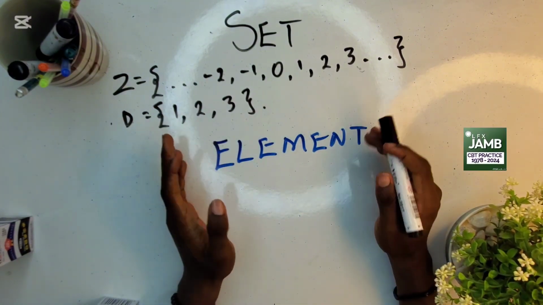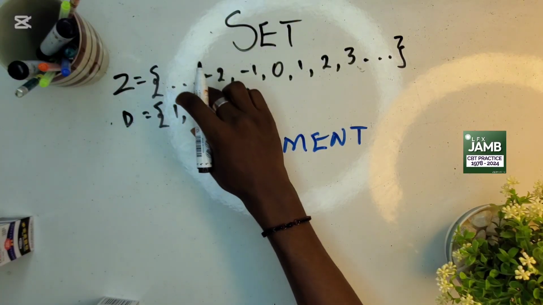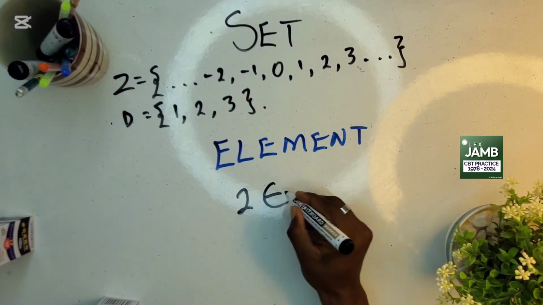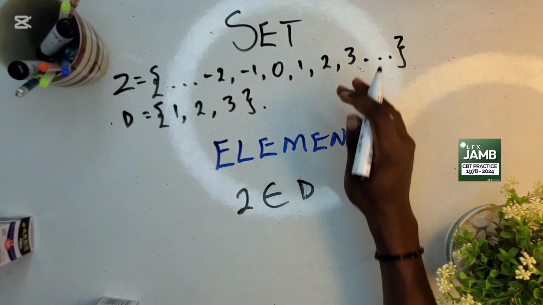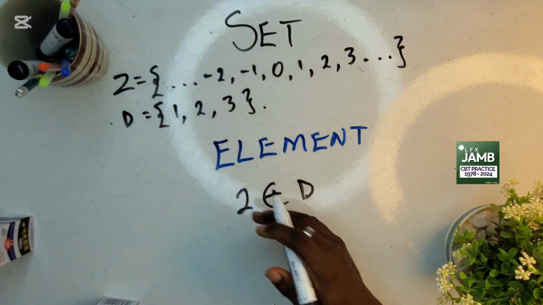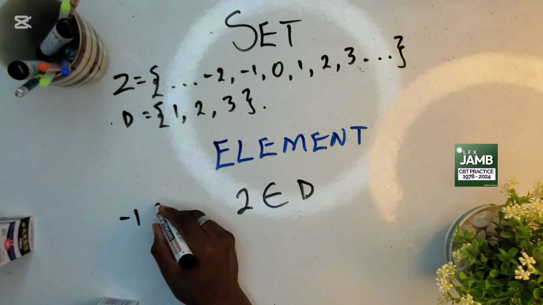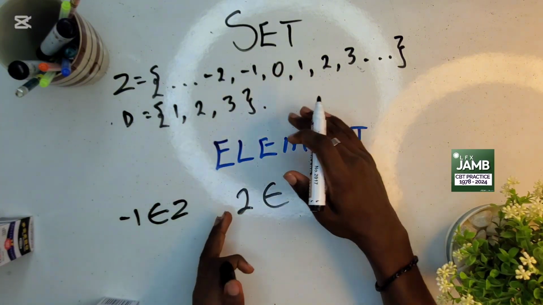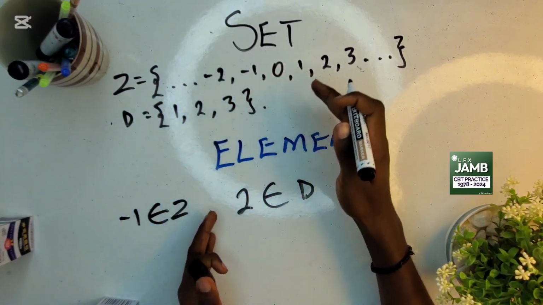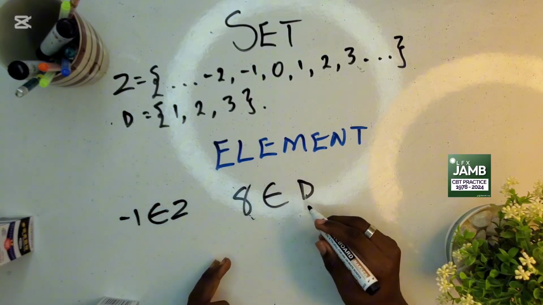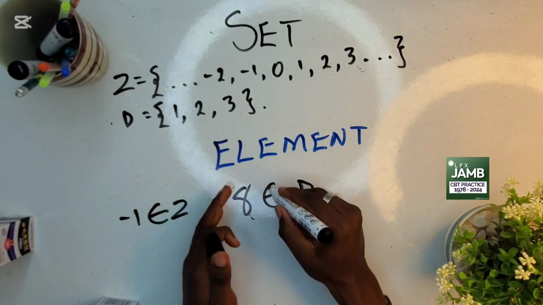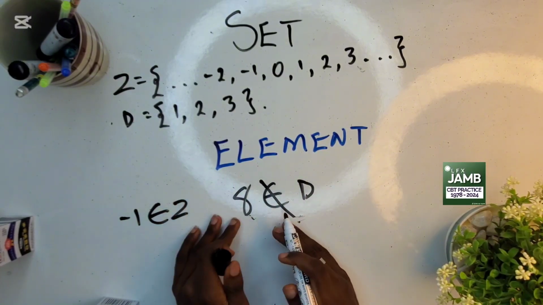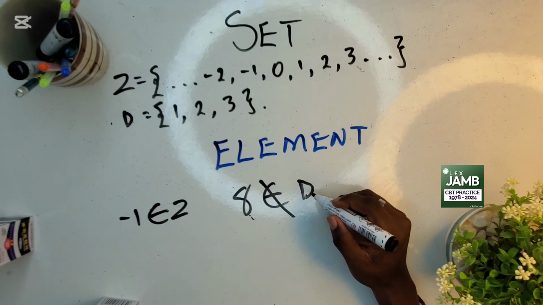And when you want to represent elements, if you want to say 2 is an element of set D, this is how it's written: 2 is an element of set D. In the same manner, you can also indicate any integer here. Let's say -1. -1 is an element of set Z. Now, if we have a member that is not here, for instance, let's say 8, to represent that, you say 8 is not an element of set D. This is how to write it.